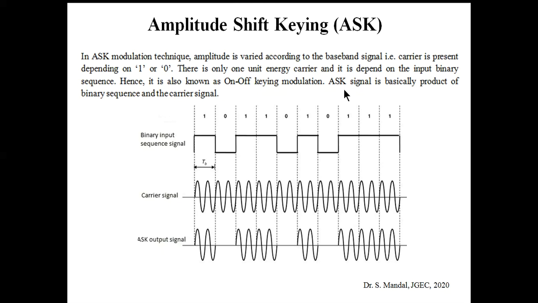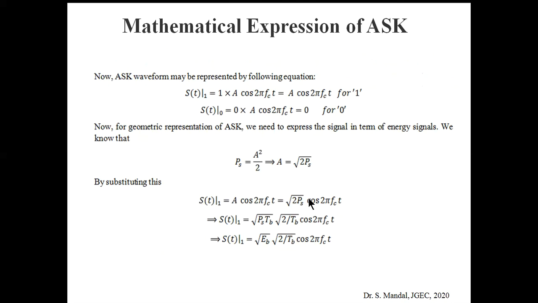Okay, so this is also called on off key modulation. And how can we get the ASK signal? The ASK signal is basically the product of the binary sequence and the carrier signal, that's all. So this is the waveform for the ASK signal. Now coming to the mathematical analysis of ASK.